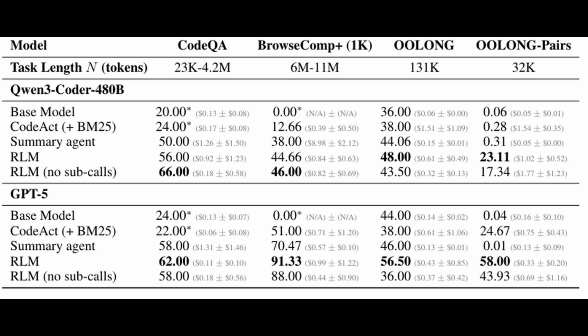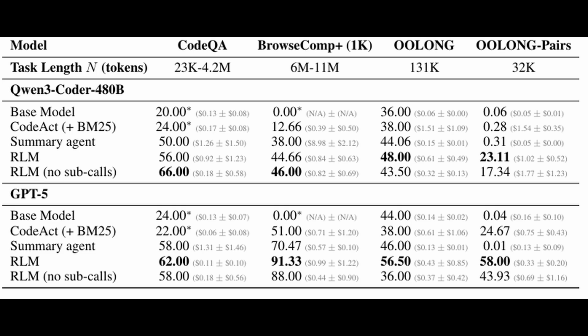Look at the task lengths at the top. Code QA ranges from 23K to 4.2M tokens, and BrowseComp-Plus is a massive 6M to 11M tokens. The asterisks are telling too. They indicate runs where the method hit input context limits. The base models couldn't even attempt BrowseComp-Plus because it's way beyond their context windows.